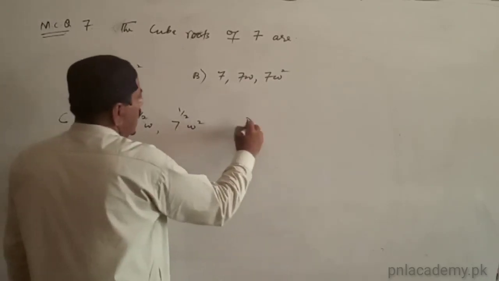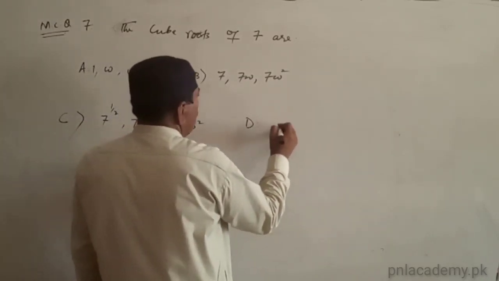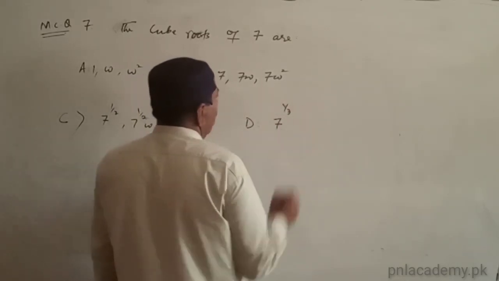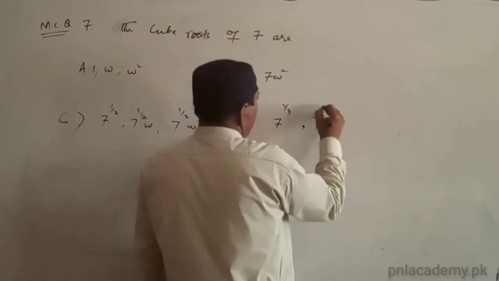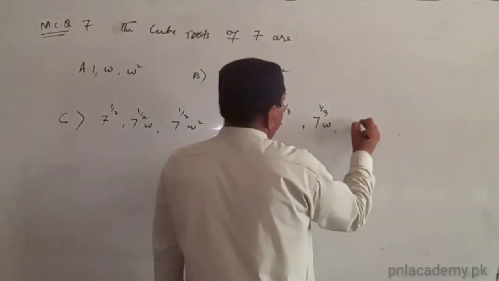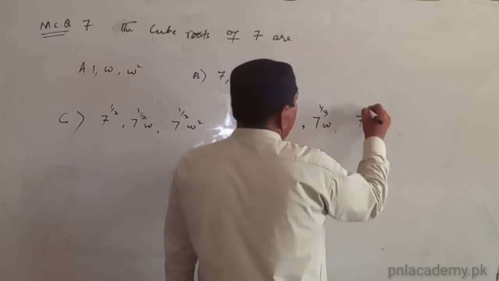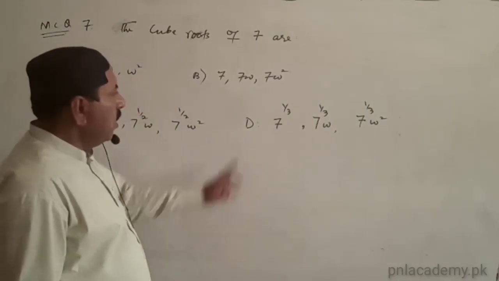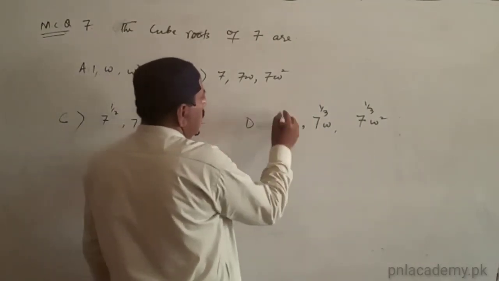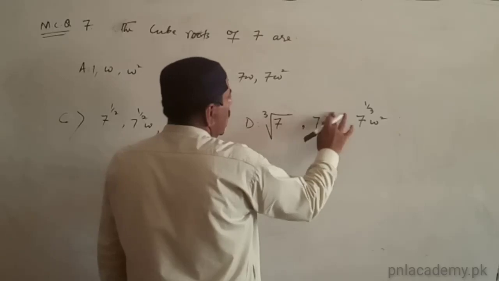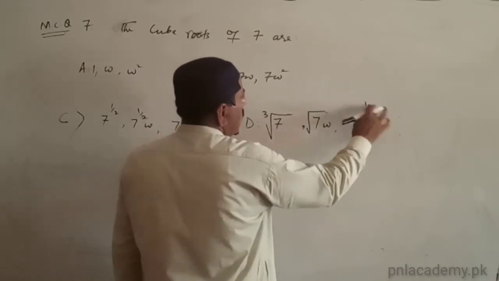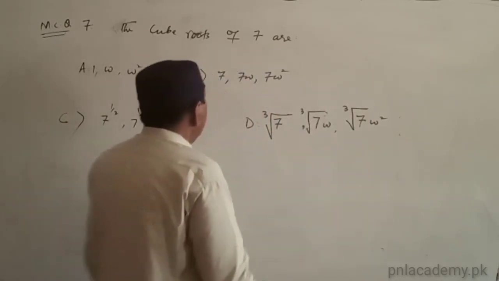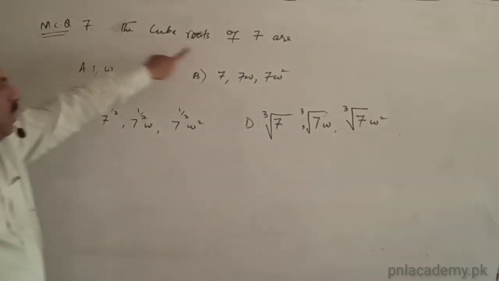And D is the option: 7 power 1 upon 3, 7 power 1 upon 3 omega, 7 power 1 upon 3 omega square. So 7 power 1 upon 3 is also the third root. So these are the cube roots of 7.